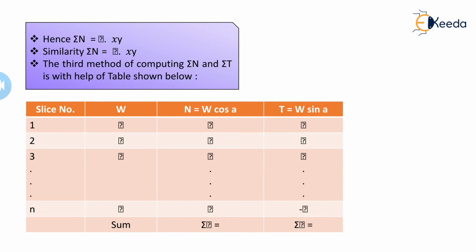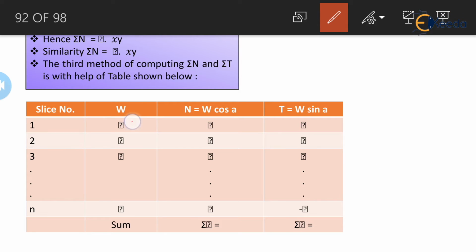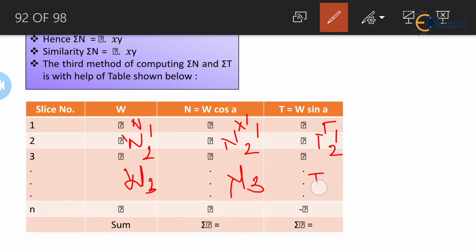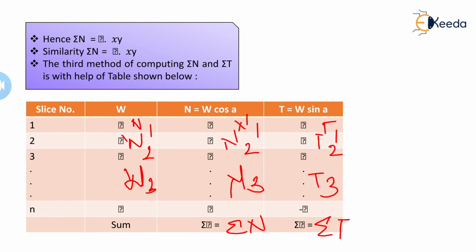So the method that will be shown in this table: here it's W1, so we will get N1 here, and here we will get T1. Here W2, so we will get N2, and here T2. Here W3, N3, and T3. Likewise, after that we will get a summation of N here and a summation of T here. Fine. So likewise, this is our third method.